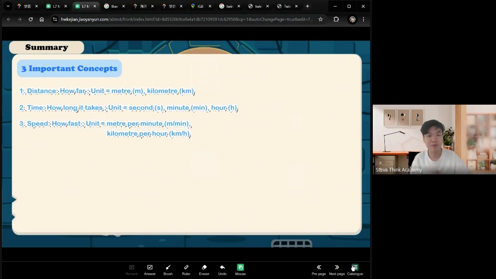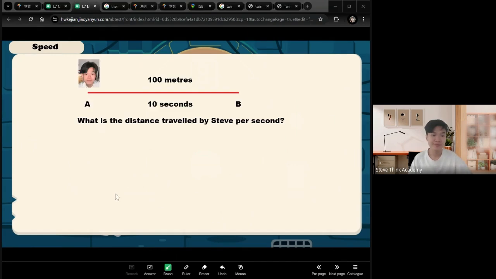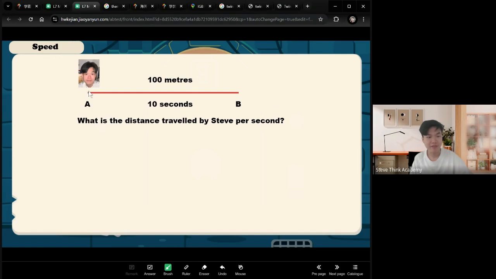Let's quickly do some revision and recap your memories. From A to B, it is 100 meters, and Steve is able to finish it in only 10 seconds. Can you guys find the distance traveled by Steve per second? Let's see. We have the first second, 2, 3, 4, 5, 6, 7, 8, 9, 10. You see, we have divided it into 1 second. And how many meters can I travel in 1 second? We can use 100 divided by 10 equals 10 meters per second.